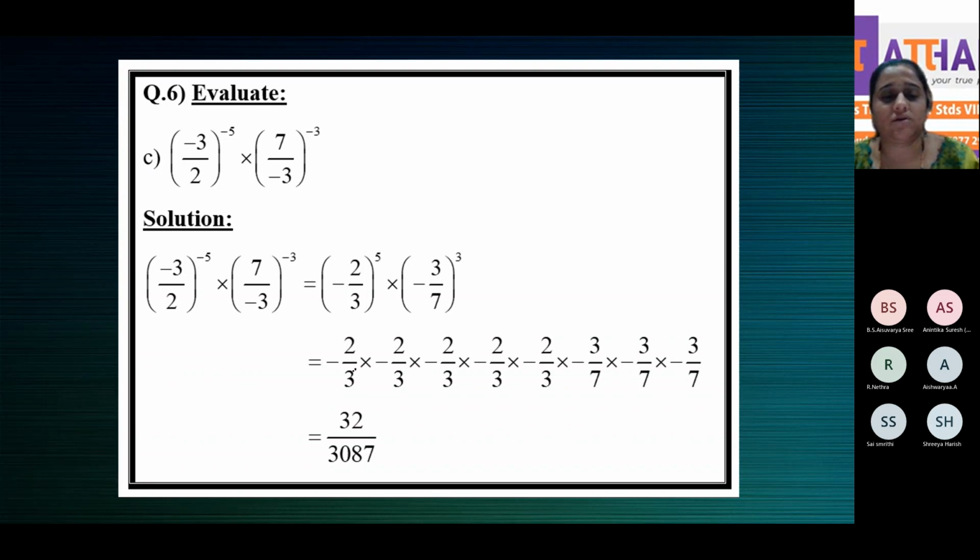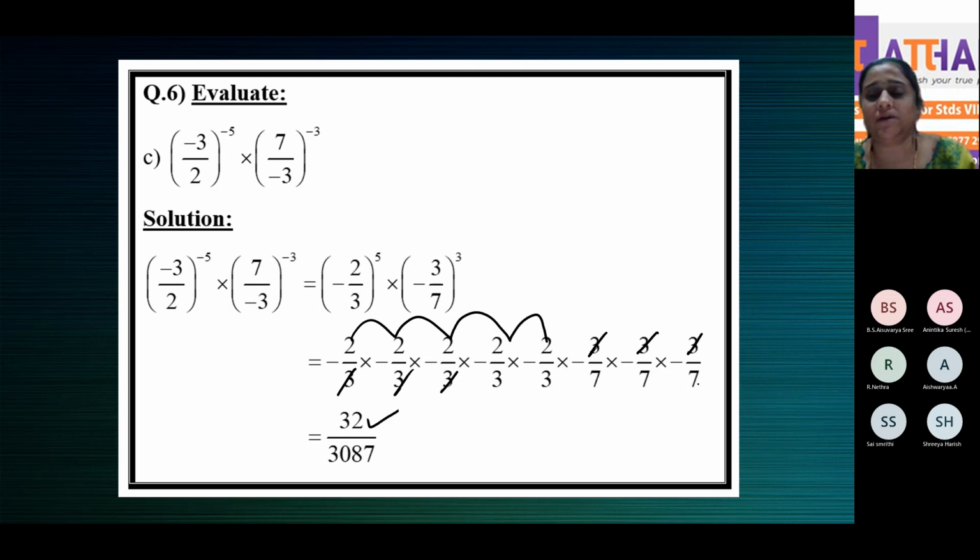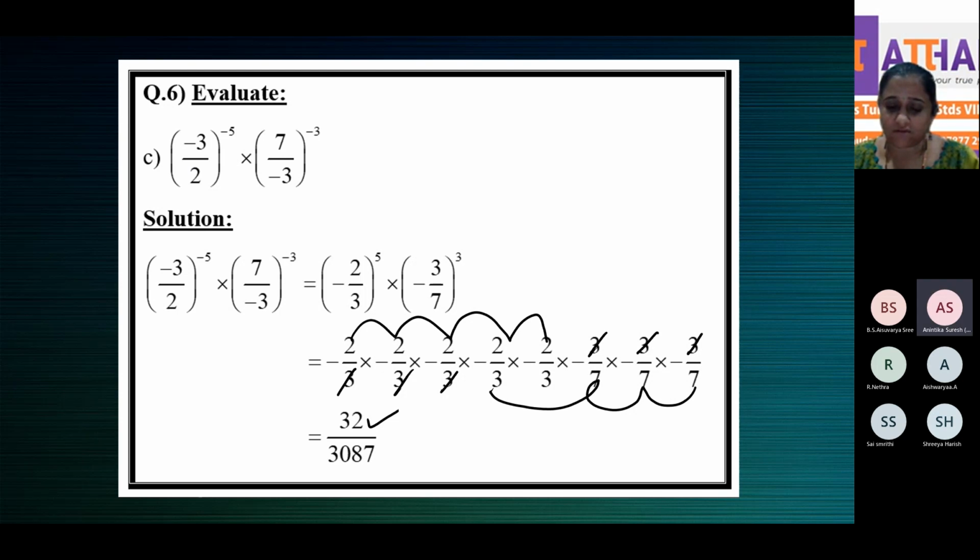Cancel the 3s: 3 threes in the denominator and 3 threes in the numerator. Then 2 to the 4, 4 is at 8, 16, 32. The denominator: 7 sevens are 49, 49 into 7 is 343, 343 into 9. Ma'am, I've got the same answer for the denominator, 3087.